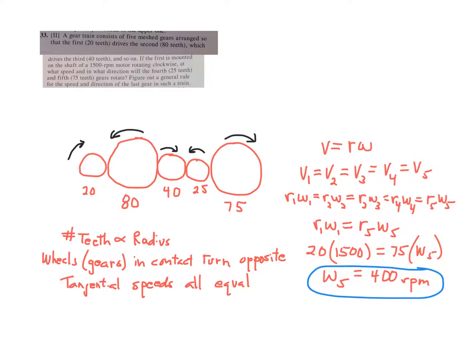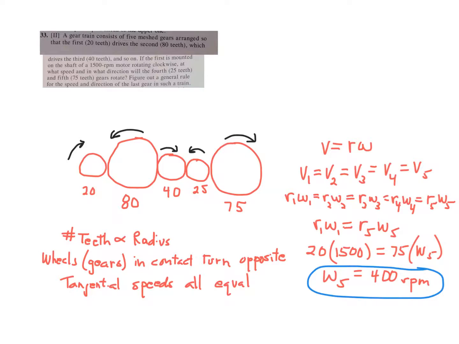Day 68, page 272, rotational kinematics, problem 33. So here are some basic principles about gears or wheels that are touching each other. Number one, and we're going to take a lot of shortcuts here because as long as you're using the same units, you can play with the units you have.